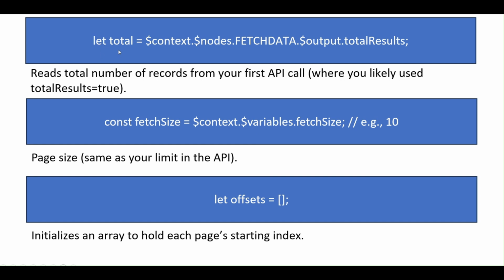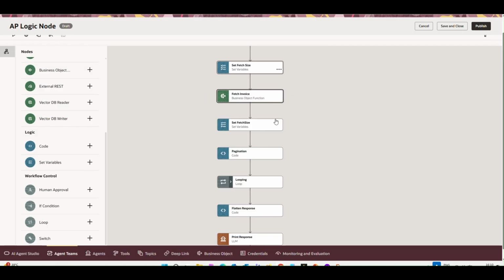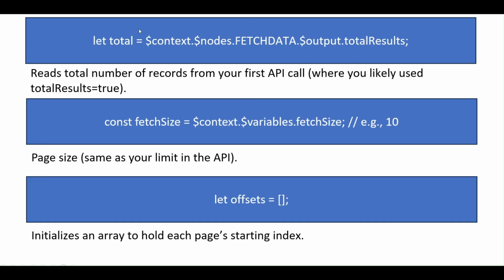I am saying, let's say, how many total results do I have. So let total is just a variable, and I'm assigning the fetch data to it. If I go back to this, this is my fetch invoice, and whatever the output is for the total results, I'm assigning that to total here. It is just giving me the total number of records. So this is simply asking how many records exist in total. Maybe the answer is 30, maybe it's 200. We don't know yet. But this line reads that number from the previous API call and stores it in a variable called total.